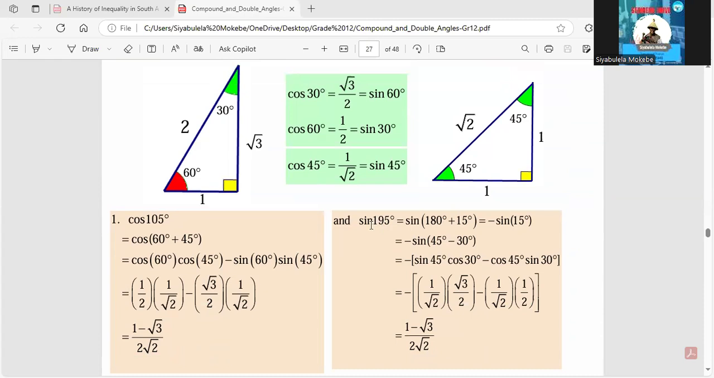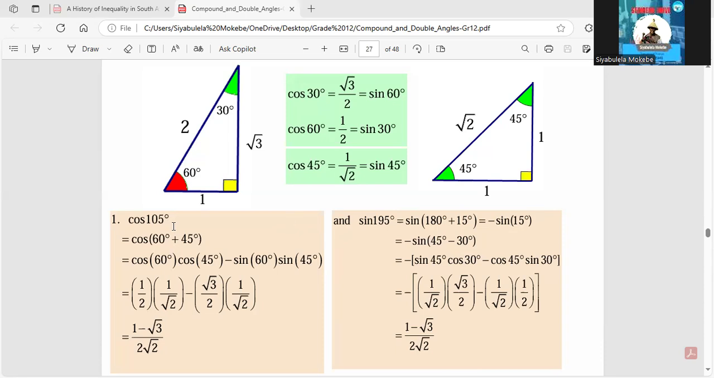Number 1, the answer is 1 minus root 3 over 2 root 2. And then sine 195 gave us 1 minus root 3 over 2 root 2. Remember, folks, 180 plus 15 is in the third quadrant. And we know that only tan is positive. So this is negative sine 15.